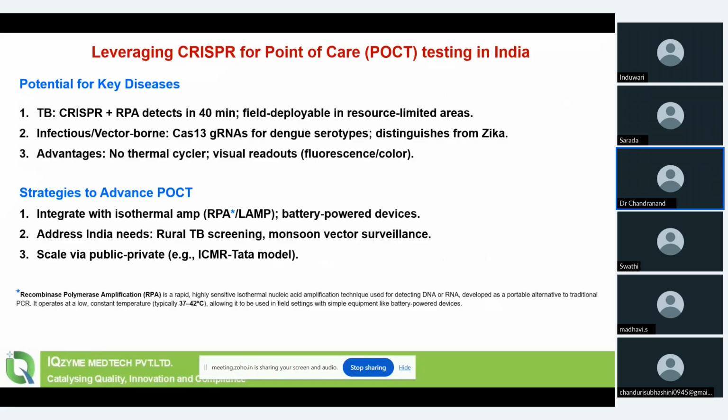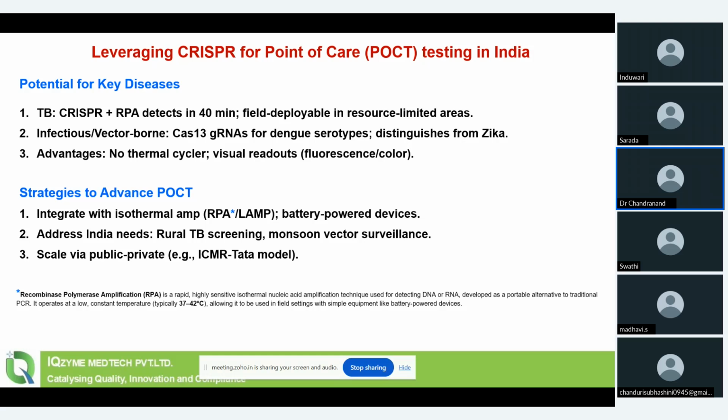Now, how could the CRISPR technology be leveraged for point-of-care testing in India? If researchers or students are looking to work in the area of diagnostics, I would highly recommend that they focus and remain focused on point-of-care testing, whether it is CRISPR, RT-PCR, CLIA-based assays, or any kind of assay, but try to develop assays which are point-of-care. The advantage of point-of-care is it can be used near the patient or in the field.